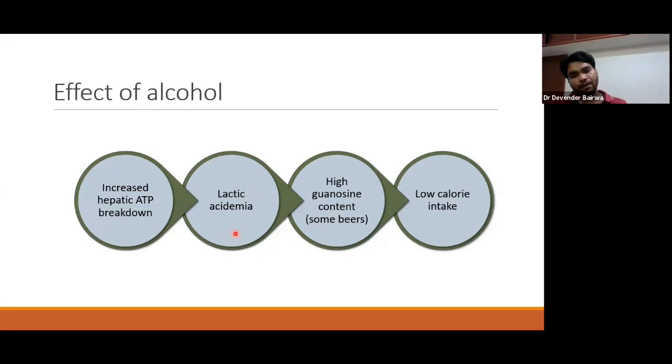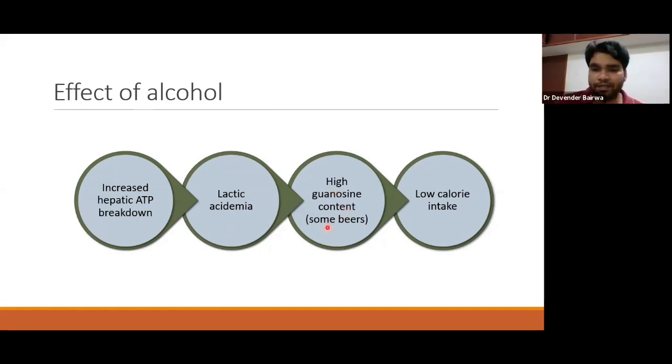Then one of the end products of alcohol metabolism is lactic acid. So once there is more lactate, this lactate is available for transstimulation in the PCT, where it can be exchanged with uric acid. Uric acid can be absorbed and lactic acid can be excreted.